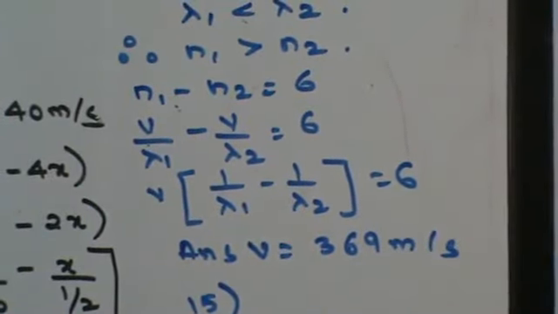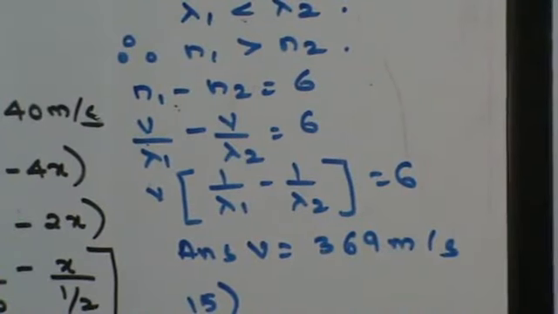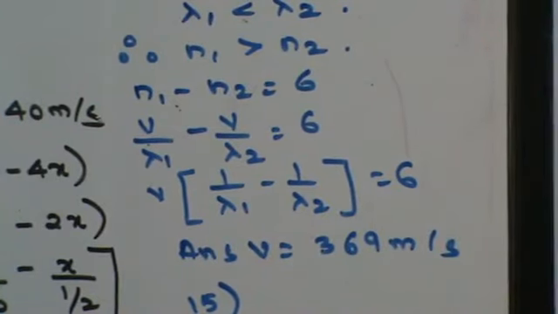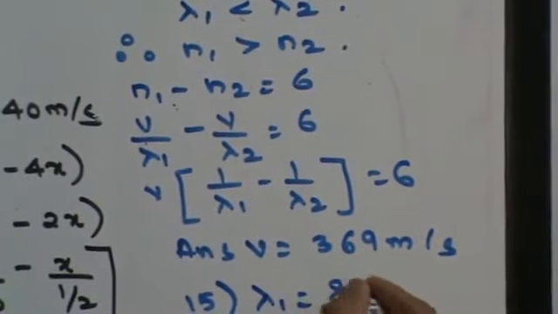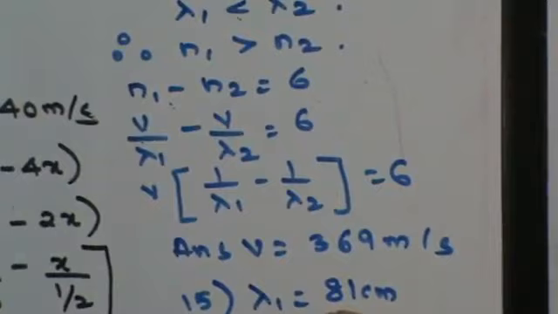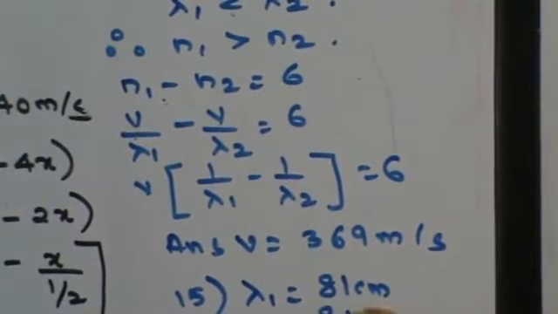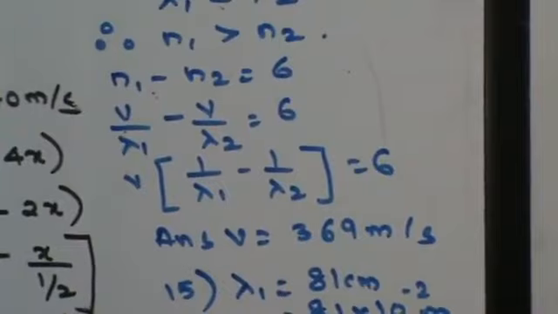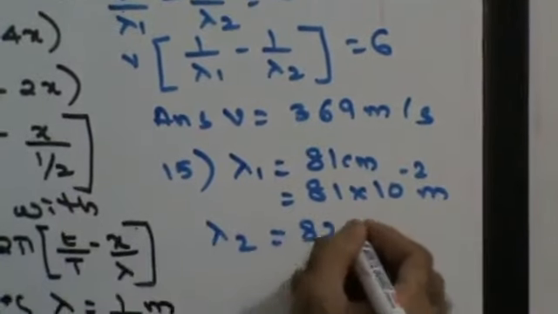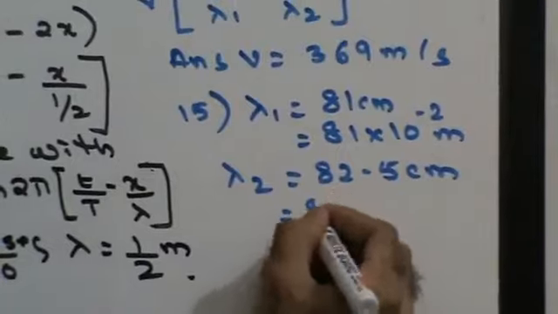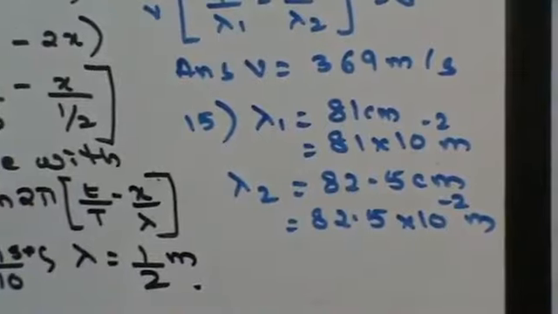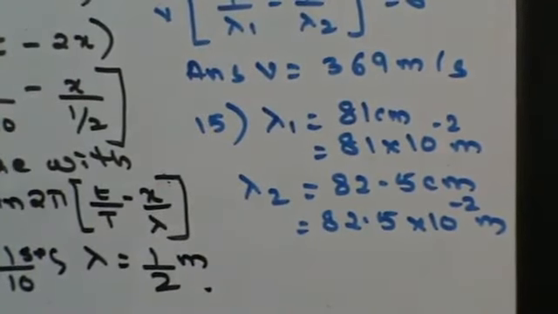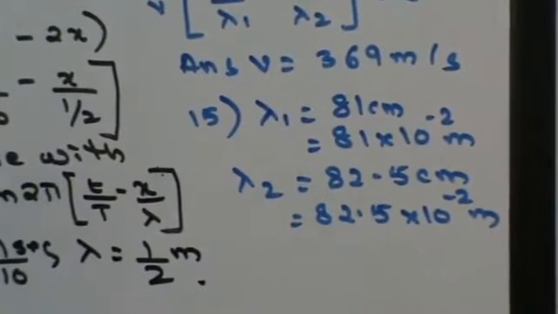Two sound waves of wavelength 81 centimeters and 82.5 centimeters produce 8 beats per second.